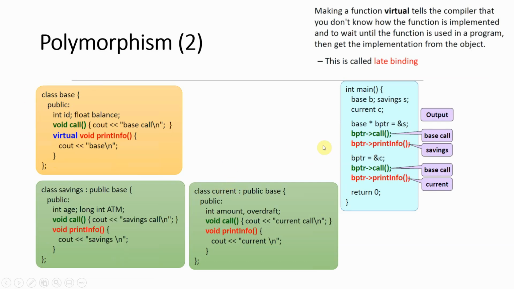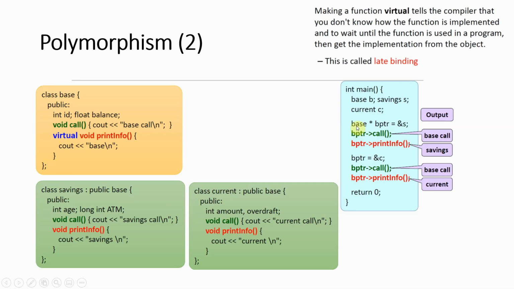So let's look at this example, right? Okay, so this base class has two member functions. One is call, one is print info. One is not virtual, one is virtual. And these two functions have been redefined in the class savings and class current.